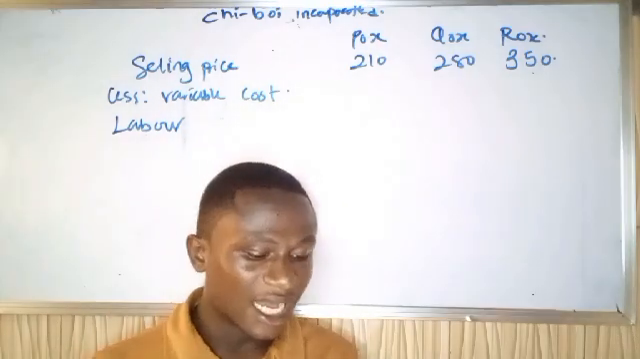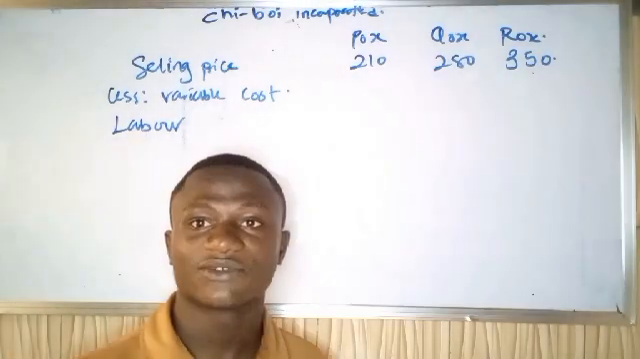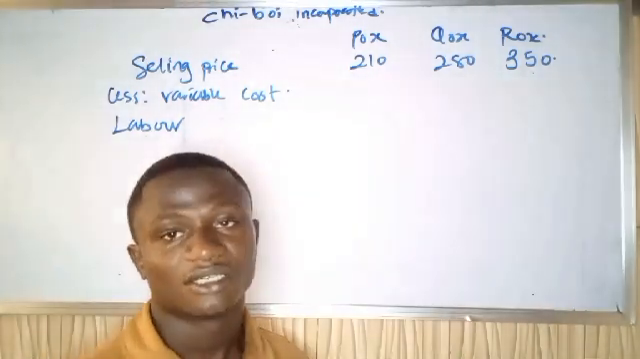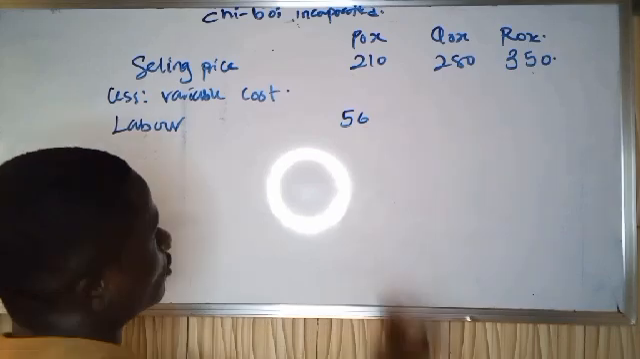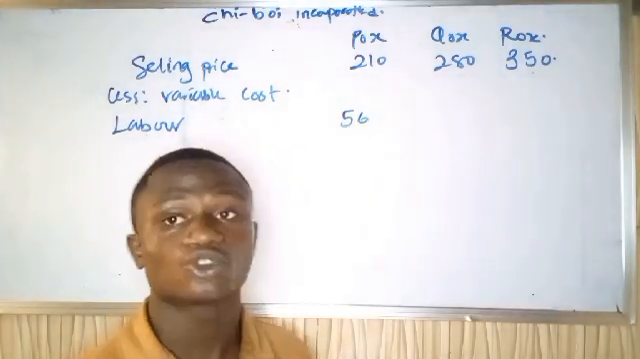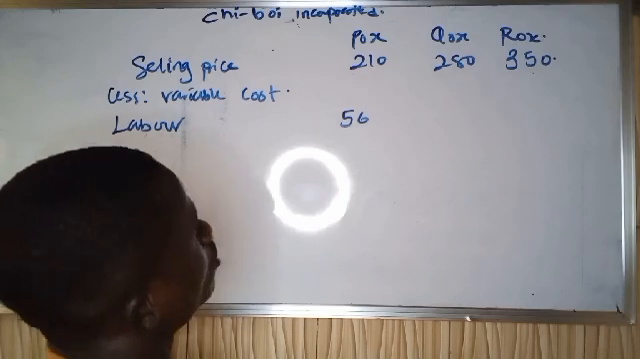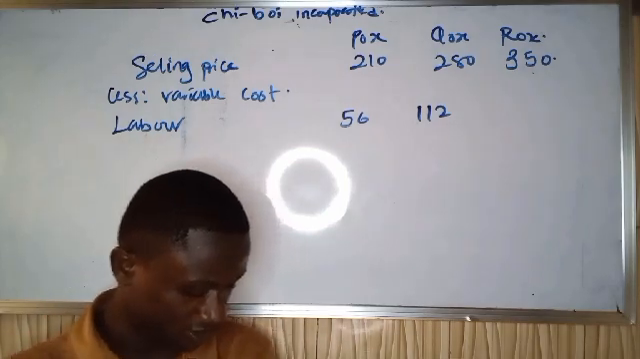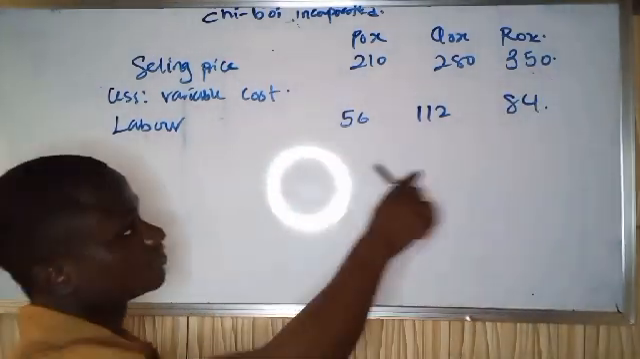If you go back to the question, under the hours required to produce each good, they said 1 hour is for POX. So if they are paying laborers 56 naira for 1 hour, and producing POX takes 1 hour, they are going to be paying the laborer 56 naira for producing one POX. So labor for POX is 56 naira. How many hours does it take to produce Quarks? 2 hours. So 56 times 2, that will be 112 naira. And for Rocks, how many hours does it take? It takes 1.5 hours. So 1.5 times 56 gives us 84 naira labor cost per unit.